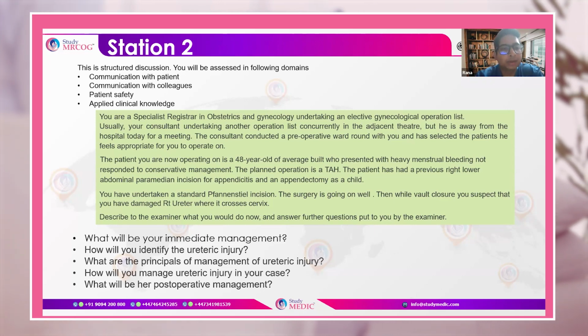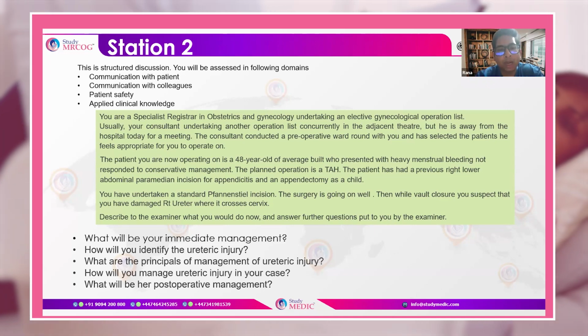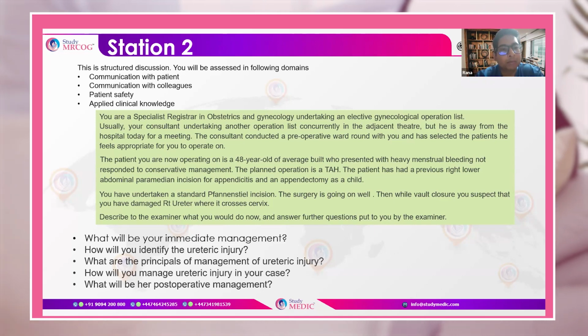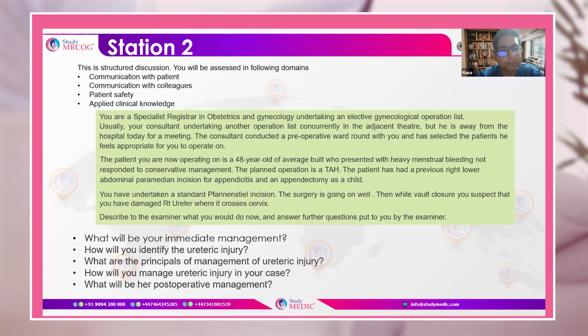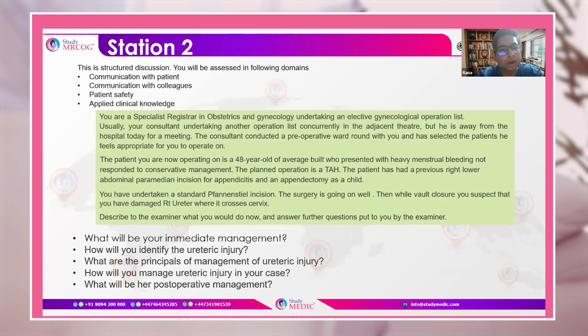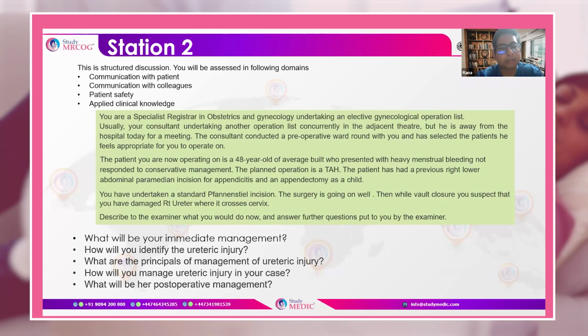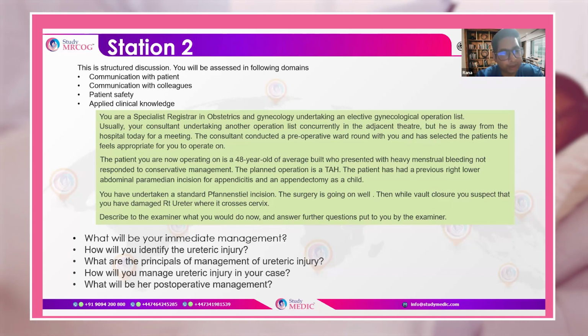Here, the scenario given is that a specialist registrar in OBG is undertaking a gynecological operation. In the operation theater, she was performing a hysterectomy. During the hysterectomy, there has been an injury of the right ureter when she was putting a clamp on the uterine artery where it crosses the cervix.